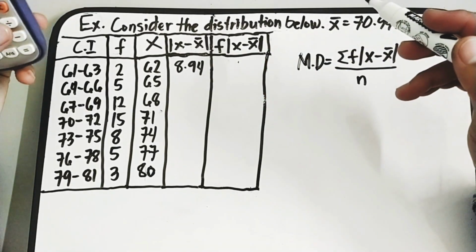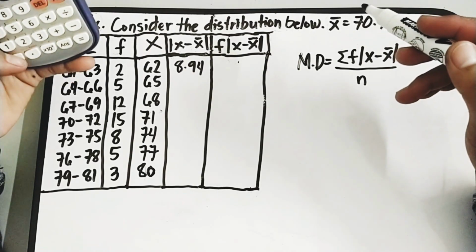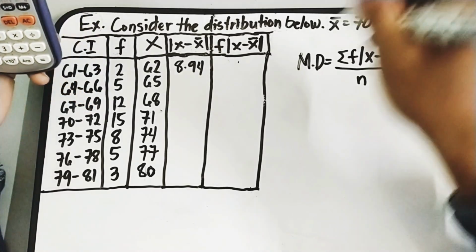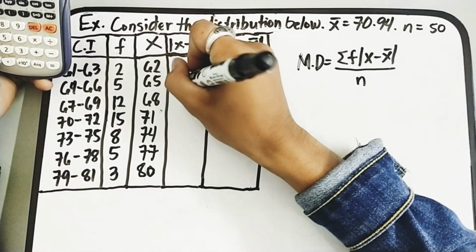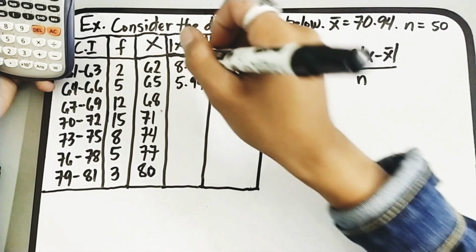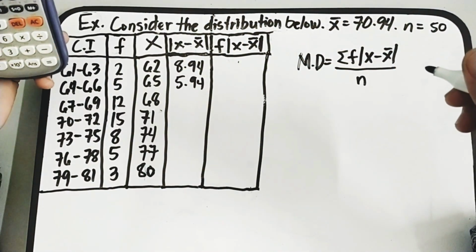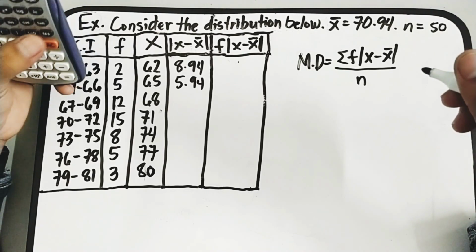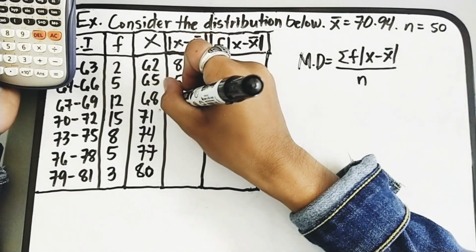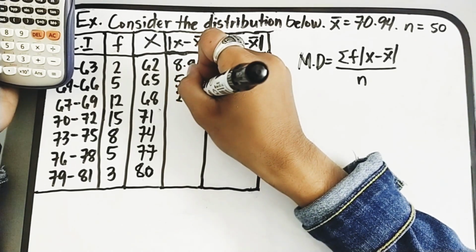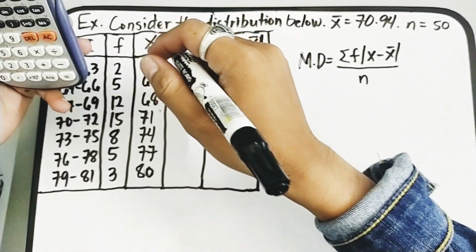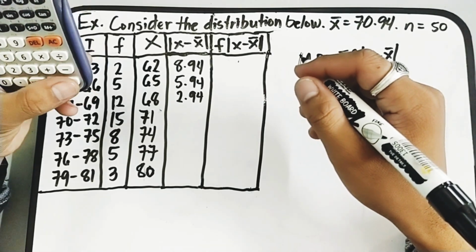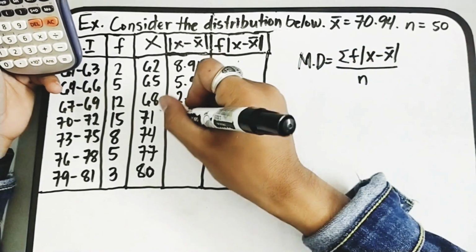Okay? So, we have 65 minus 70.94. The answer is 5.94. 68 minus 70.94, the answer is 2.94. Then 71 minus 70.94, the answer is 0.06.